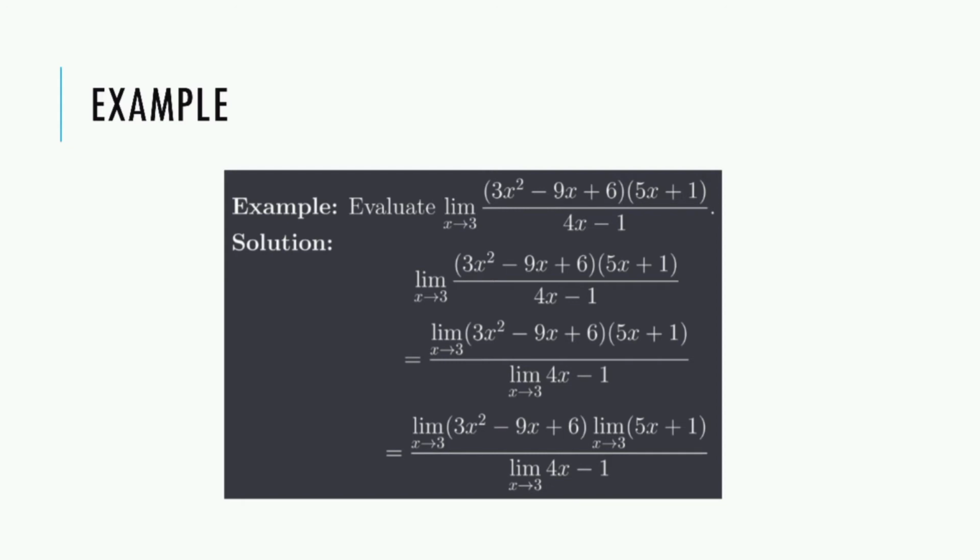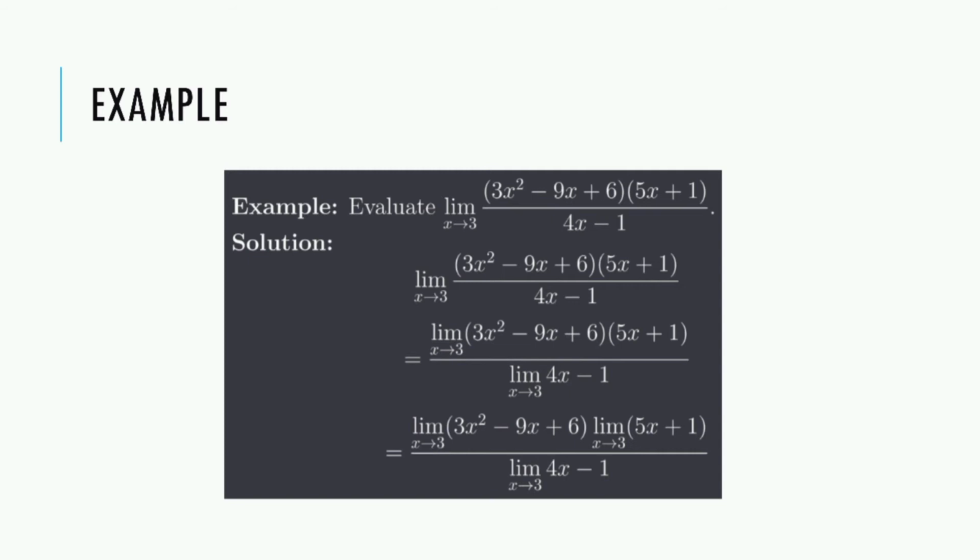Finally, as the last example, we have the limit of 3x squared minus 9x plus 6 multiplied by 5x plus 1 all over 4x minus 1 as x approaches 3. Looking at this example, we can apply the product theorem and the quotient theorem consecutively. So after we apply them, we will now have the limit of 3x squared minus 9x plus 6 as x approaches 3 multiplied by the limit of 5x plus 1 as x approaches 3 all over the limit of 4x minus 1 as x approaches 3.